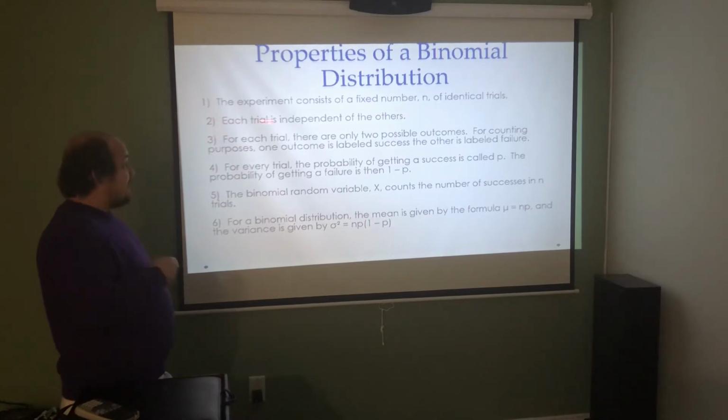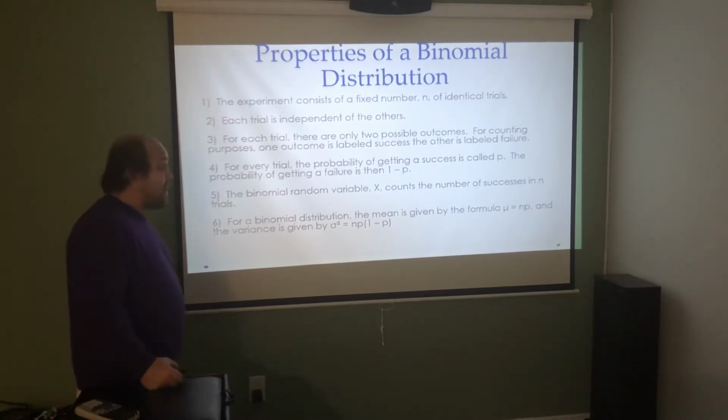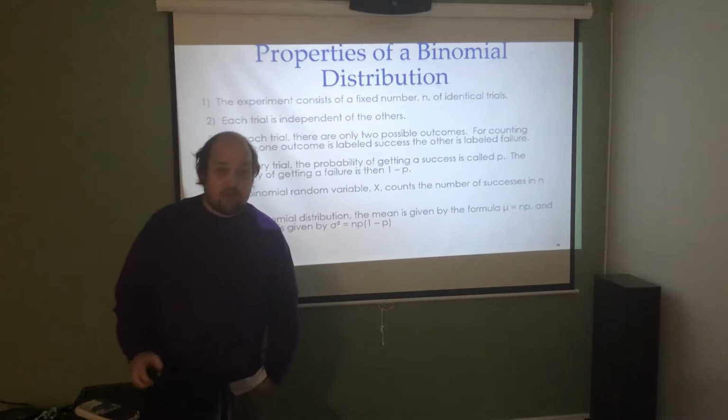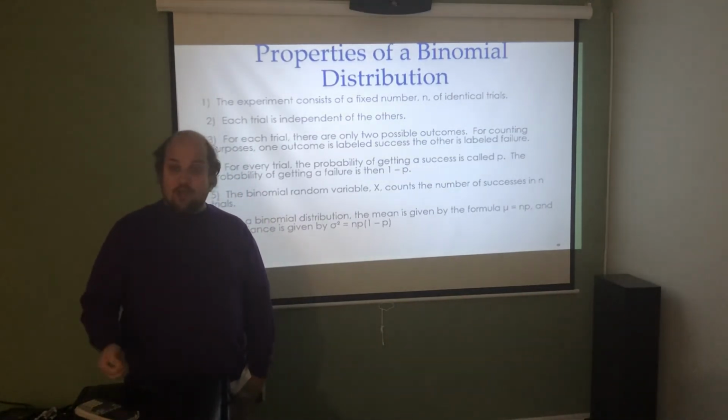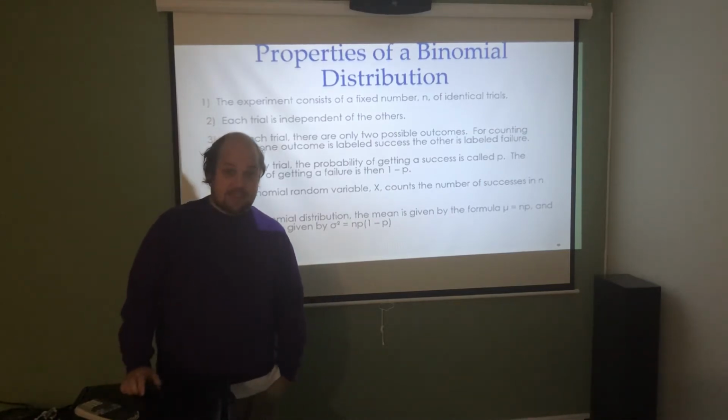The second one is a little tricky. Each trial is independent of the others. It's definitely true when I'm flipping a coin. If I flip a coin and I got 3 heads in a row and then I go to flip a 4th time, it should be the case that it's still exactly 50-50 that I get heads or tails, regardless of the fact that I just got 3 heads in a row.